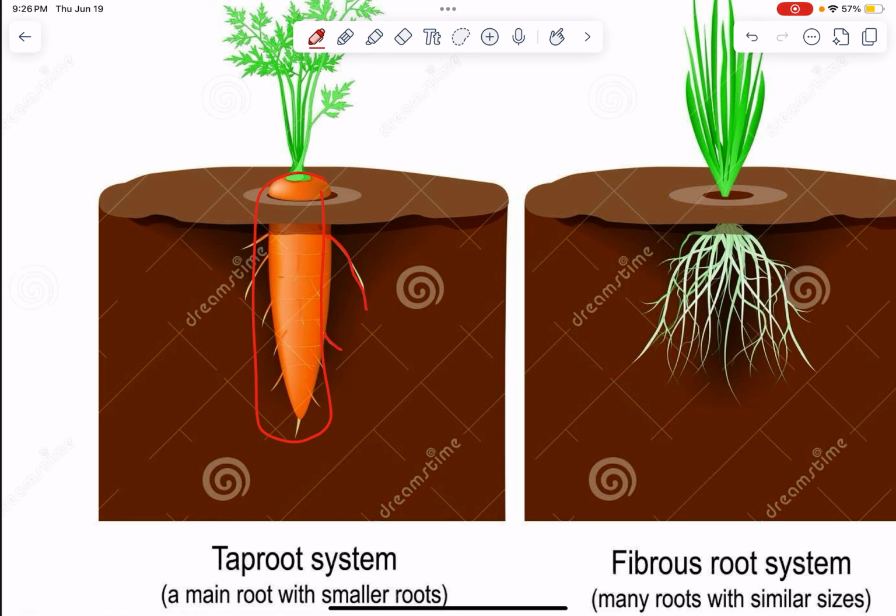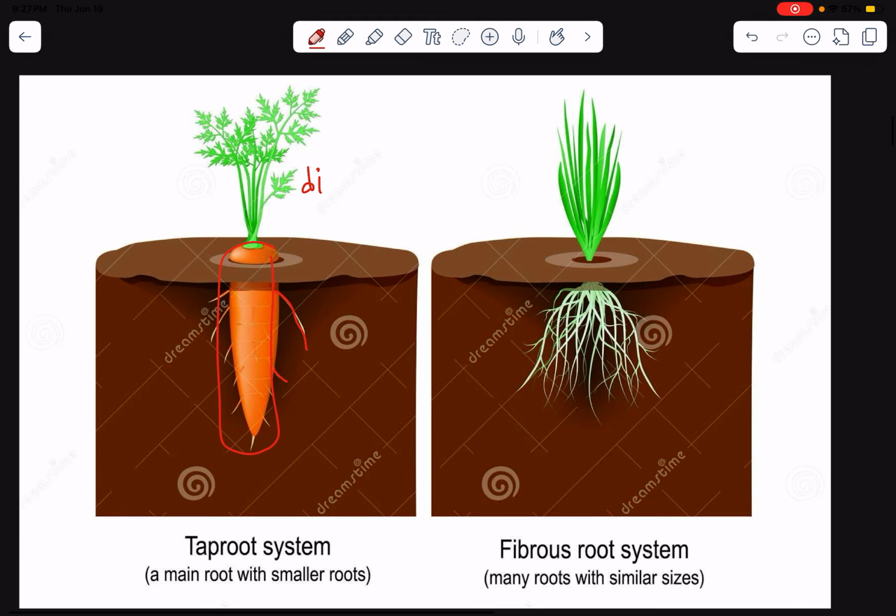And so a taproot, while energetically quite expensive, is beneficial to the plant in most dicots in that it can provide stability and act as an anchor, as well as be modified to do a variety of other different tasks that we'll see later. And so that's for most dicots.